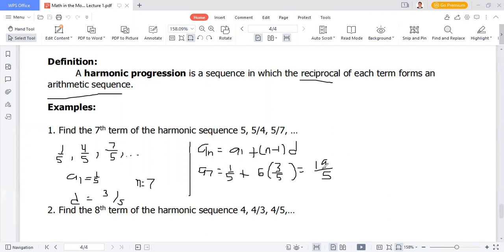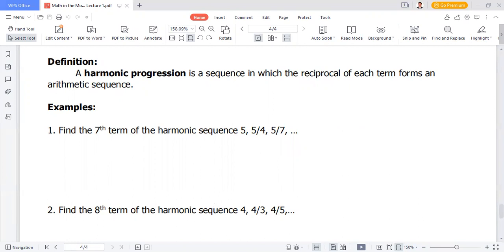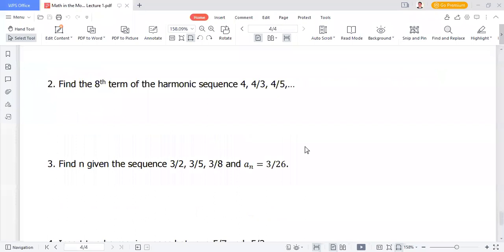Ito yung sa 7th term ng arithmetic sequence. Babalik na rin muna natin siya. So, para sa 7th term ng harmonic, let's denote it by h sub 7. H yung kay harmonic. So, h sub 7 will be 5/19. So, yan yung 7th term ng harmonic sequence. Okay? Number 2. Find the 8th term of the harmonic sequence.